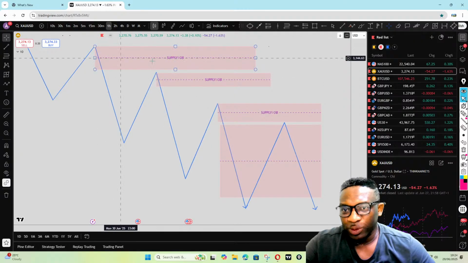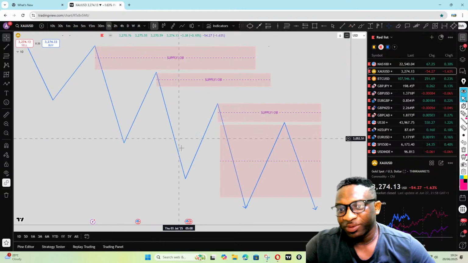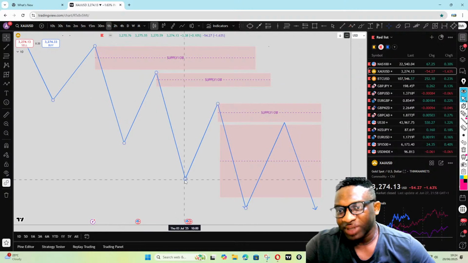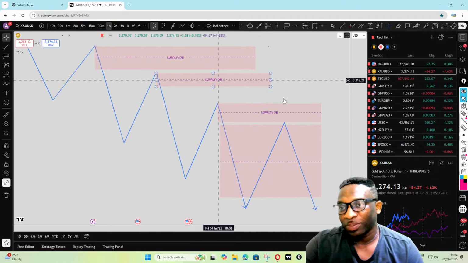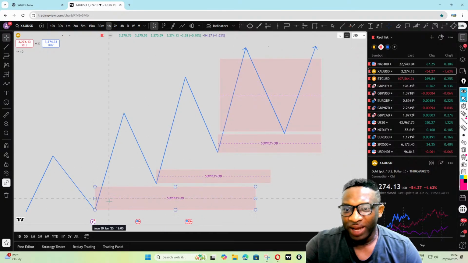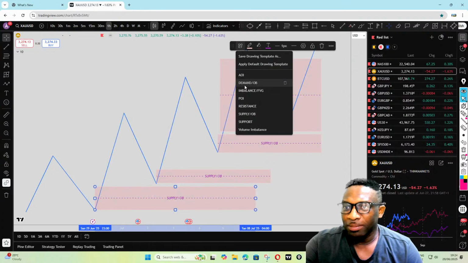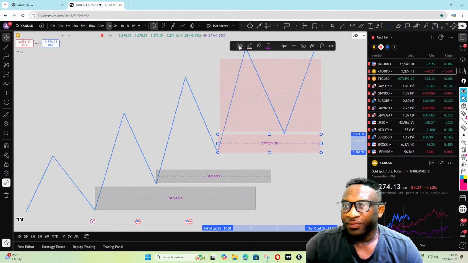So once a supply area is created, we expect price to tap into it before it goes away again. Once it's created, price moves away, comes back and taps into it. This can be on the opposite side as well. This is a supply, that's a downtrend. We can also have this on the opposite side, where price creates a demand area. So in effect, these will be demand areas.